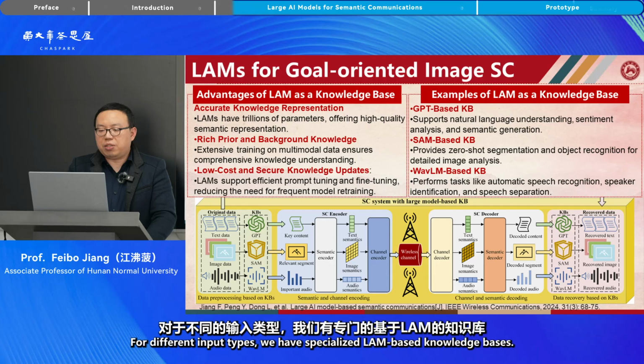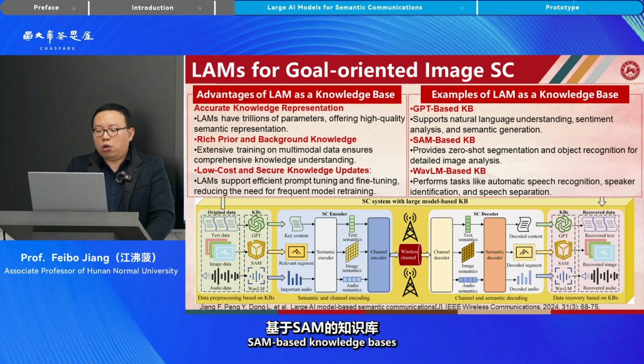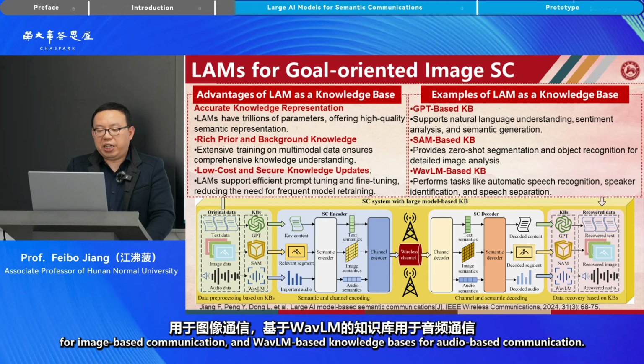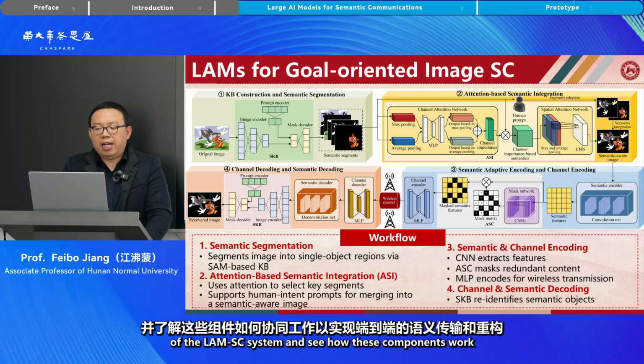For different input types, we have specialized NUM-based knowledge bases. For example, GPT-based knowledge bases for text-based communication, SAM-based knowledge bases for image-based communication, and WavLM-based knowledge bases for audio-based communication. Now, let's dive deeper into the inner workings of the LAM-SC system and see how these components work together to enable end-to-end semantic transmission and reconstruction.